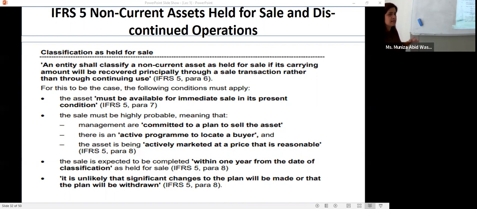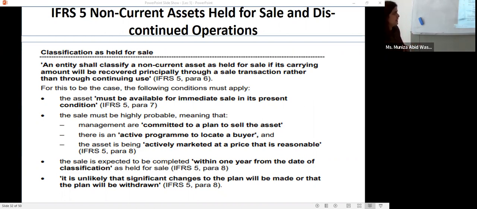Highly probable means that chances are more than 50%. And we are going to establish that chances are more than 50% when the management are committed to the plan to sell the asset, there is an active program to locate a buyer, and the asset is being actively marketed at a price that is reasonable. If these three conditions are there, we can consider that the sale is highly probable.